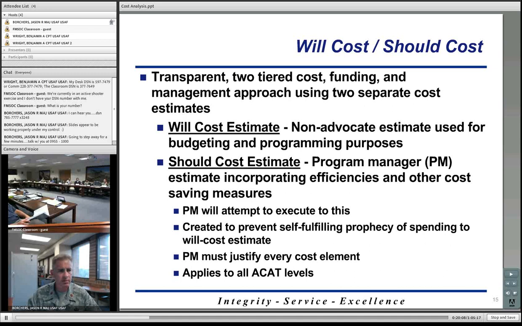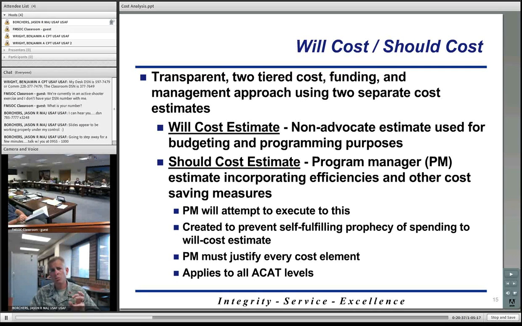Okay. So looking at the next topic then, that being will cost and should cost. Hopefully a lot of you have heard of this. It formally began about 4 years ago, this whole idea should cost. But if you have not heard of it yet, you will be hearing about it because it's one of the big buzzes in program offices today.